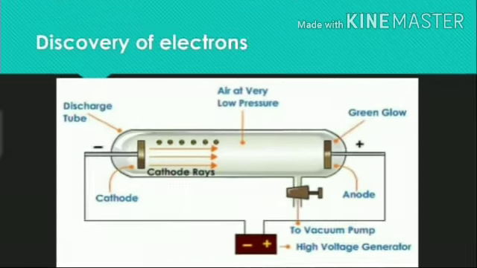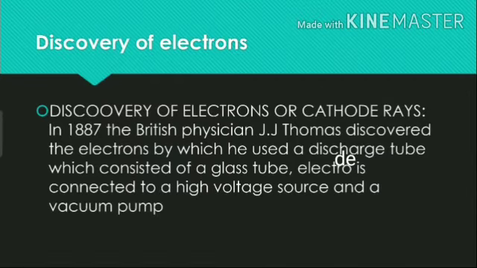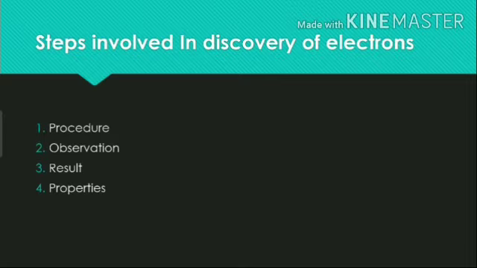Let's write this experiment in a proper manner. In 1887, the British physicist J.J. Thomson discovered the electron, for which he used a discharge tube which consisted of a glass tube, electrodes connected to a high voltage source, and a vacuum pump. Let's start with the content list of this experiment. Number 1 is procedure, 2 is observation, 3 is result, and 4 is properties.